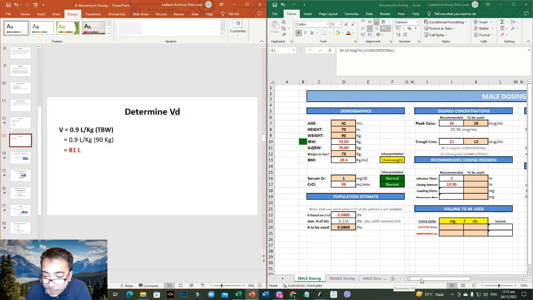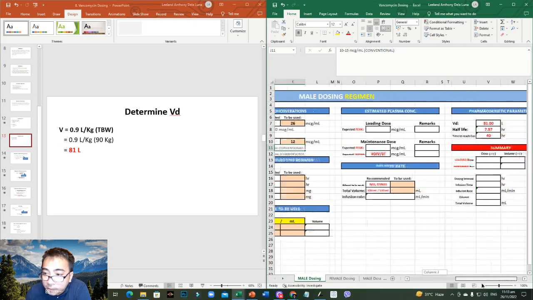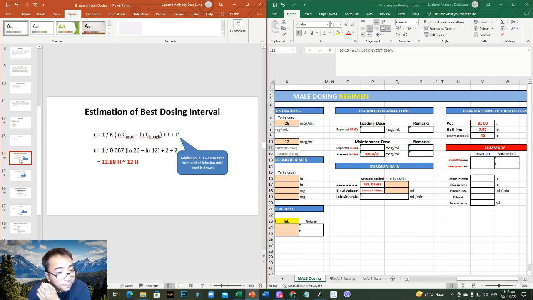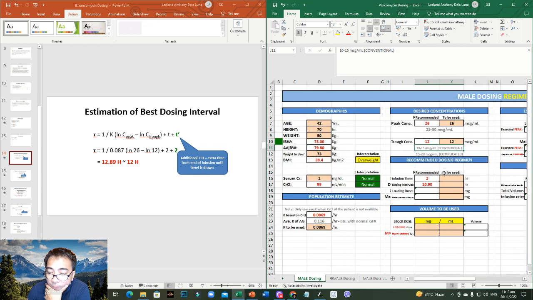So, as for VD, nandito na ba yung VD ko? Na-compute na yun eh. Okay, VD is 81 liters. Automatic na nagko-compute to. Okay, so we have 81 liters here. Then we start to compute for the best dosing interval. So, here we go. Infusion time, sabi natin, 2 hours. Okay, so ang dosing interval class 12.89 dito sa akin. Okay, if you do mano-mano, 12.89 na lalabas. Okay, here, sa Excel sheet, sabi niya 12.9. Nag-round off na siya. Sabi ni class, kung 12 yan, most likely, I'll be doing every 12 hours.